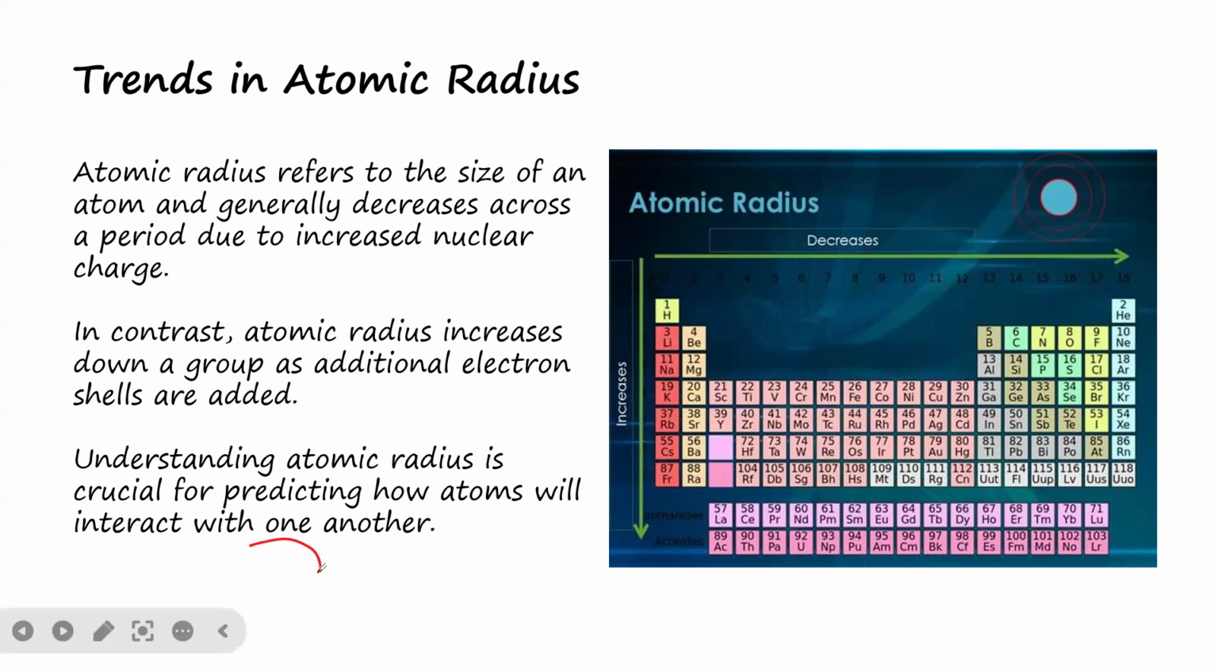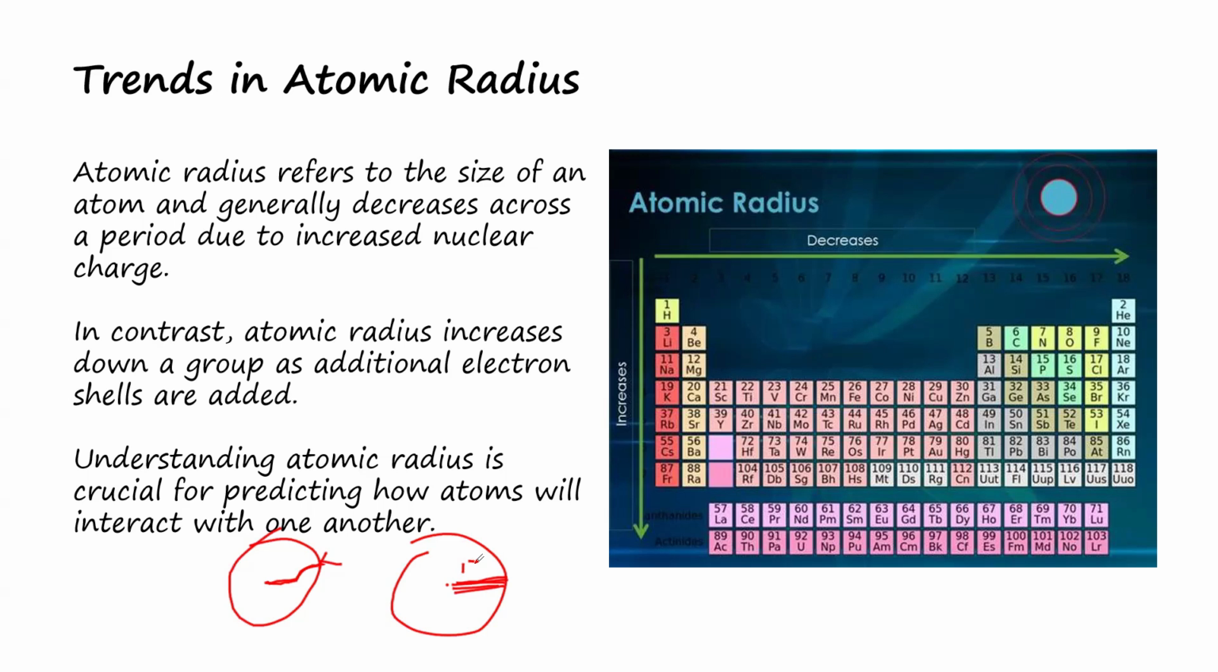For example, this is a shell and this is the nucleus. If you have an electron here, the distance between the nucleus and the outermost shell is what we call atomic radius. Let me show it like this. From here to here is a radius. Because it is an atom, it is called atomic radius. So the distance from the nucleus to the outermost shell is what you call atomic radius. And generally, this atomic radius decreases across the period due to increase in nuclear charge.